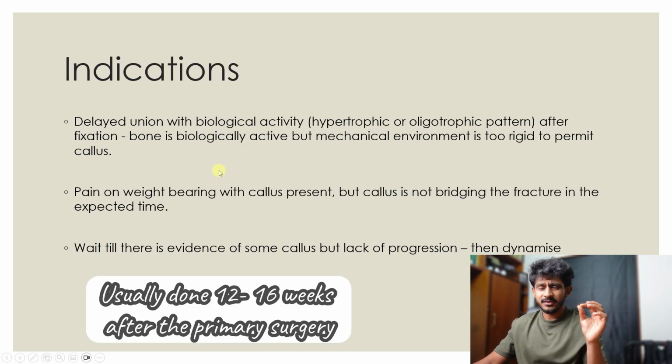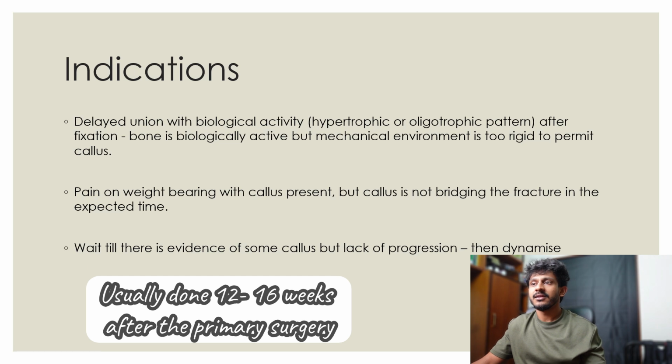So the main indication of dynamization is delayed union with biological activity. If the fracture site does not have any biological activity, it's an atrophic type of non-union, we can still dynamize, but we'd have to additionally put bone graft. But if the biology is already good, all we have to do is dynamize and the fracture itself will heal.